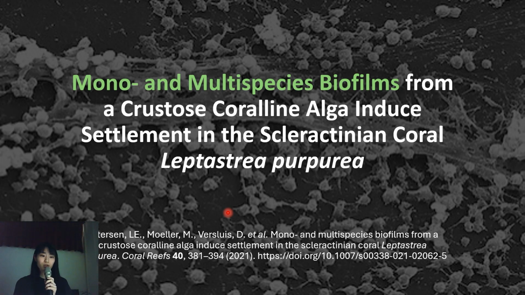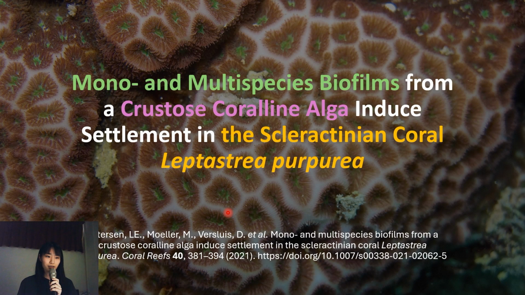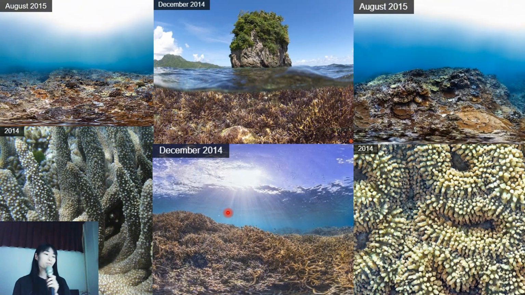And the last one is mono and multispecies biofilms. You can imagine it as a layer full of organisms and their self-produced matrix, including very many bacteria. So now we can understand our title as: the bacteria from the biofilms on the crustose coralline alga can induce settlement, which is a step for coral to reproduce, in the scleractinian coral Leptastrea purpurea.